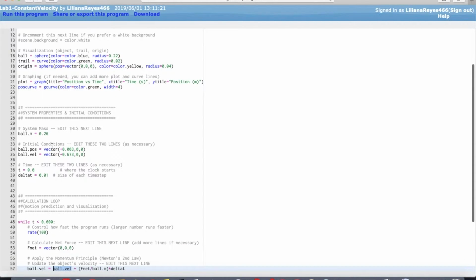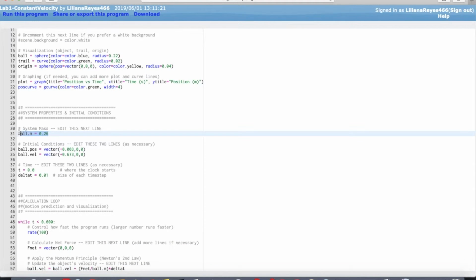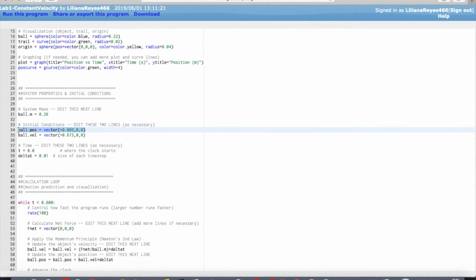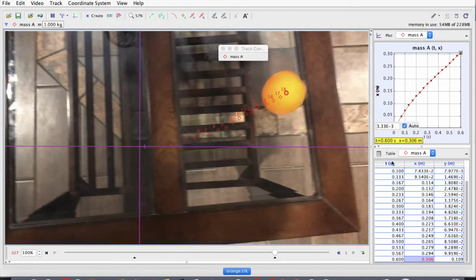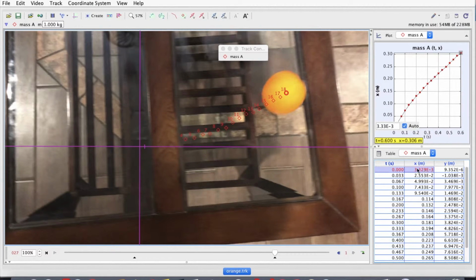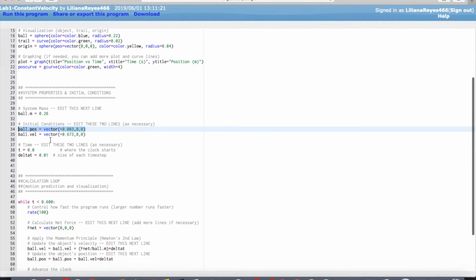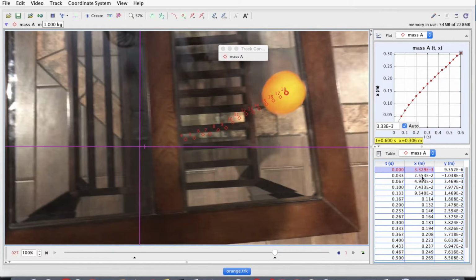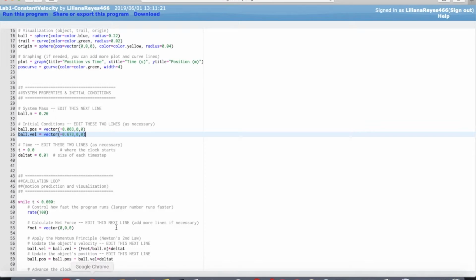For our code, we are given a starter code, and we first input our mass, which is 0.26 kilograms. Next, we have our position vector, which we can grab from our Tracker program, at the point where time t is equal to 0. We can also get our velocity by looking at 2 points, and I chose the first 2 points of the experimental data.